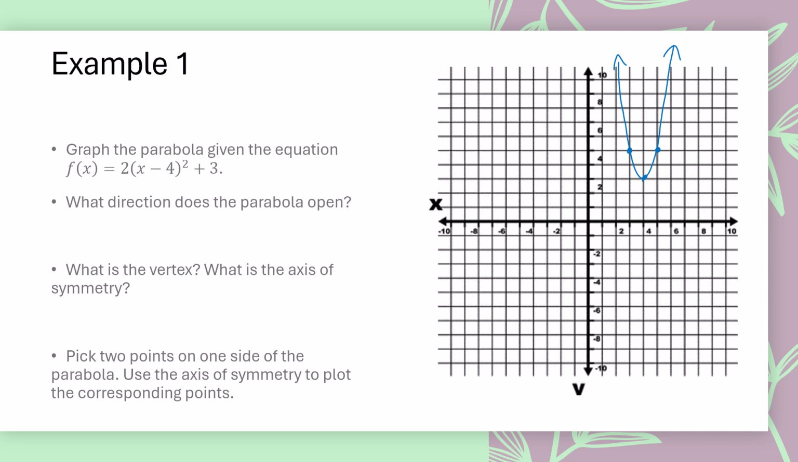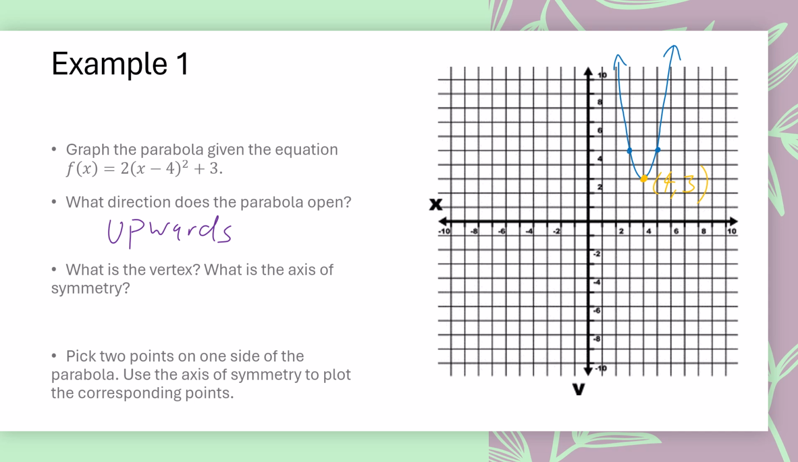Let's look at a graph of the parabola given the equation 2 times the quantity (x minus 4) squared plus 3. What do you notice about this? Which direction is the parabola opening? What is its vertex? So we can see that this parabola is opening upwards. And the vertex is the point (4, 3). That's the point where it changes directions from going down to up or vice versa.